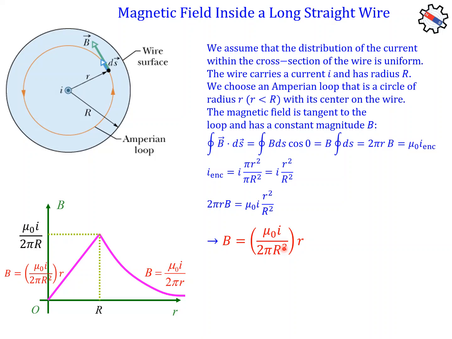Turns out to be proportional to r. And if you just look at this graph, we're showing it here. B is proportional to r up to the radius of the wire, gets larger and larger and larger. Then outside the wire, it decreases as 1 over r.